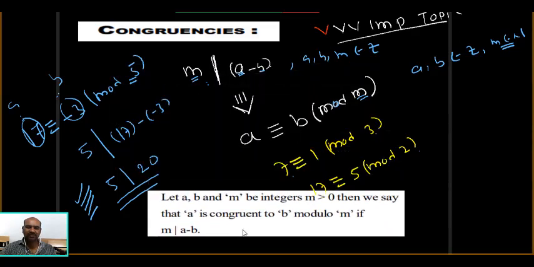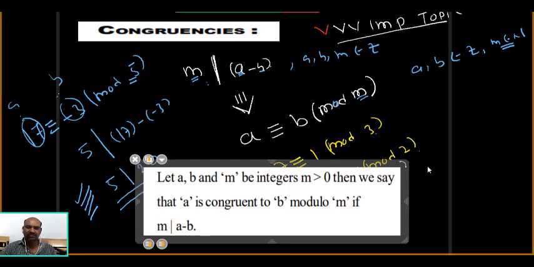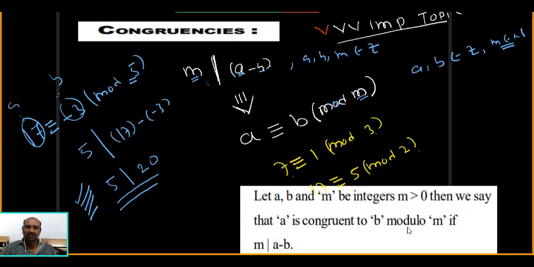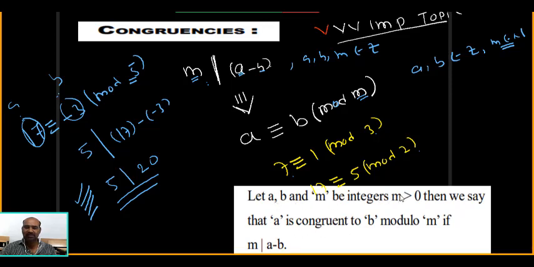Some definition is given here. No need to write now. Listen. A, B and M are integers, M greater than 0. Then we can say that A is congruent to B mod M if M divides A minus B. That's all. What I explained is clearly given here.